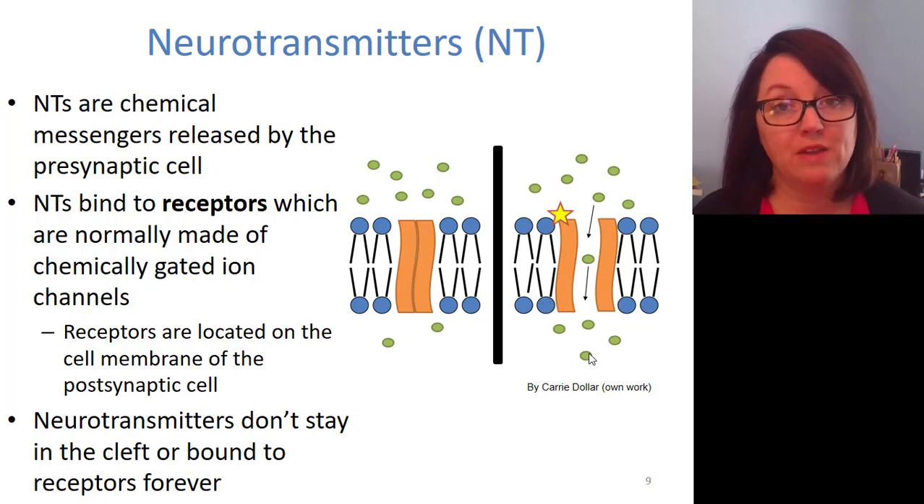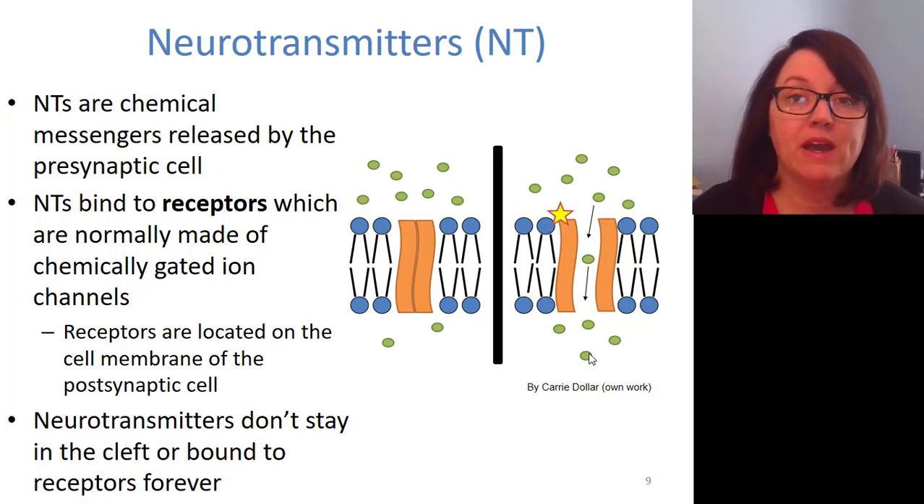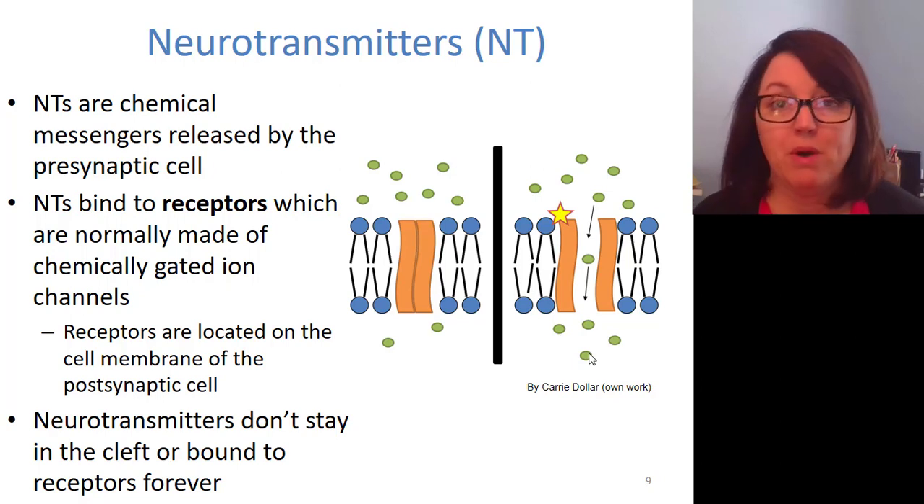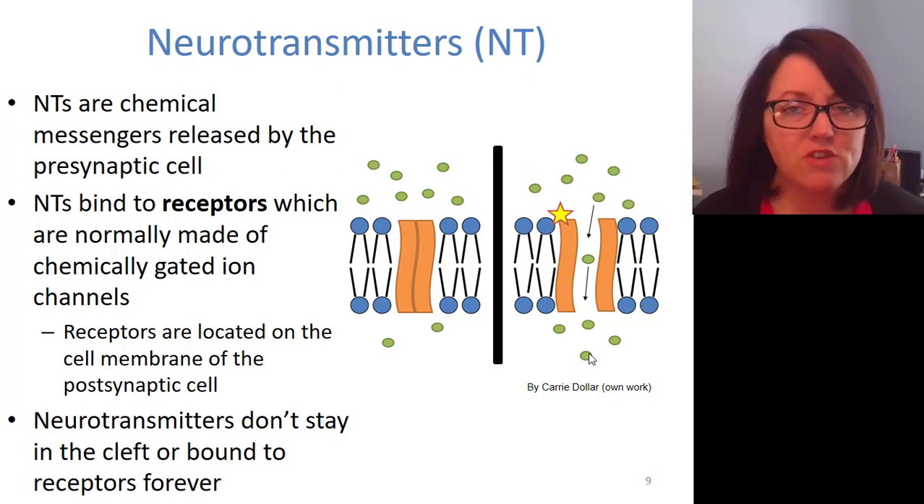So the neurotransmitter binds to the receptor and opens the channel on the postsynaptic cell, allowing ions to enter or exit that postsynaptic cell. That's going to change the voltage in that postsynaptic cell, and we'll talk more about this as we get further into the neurophysiology.